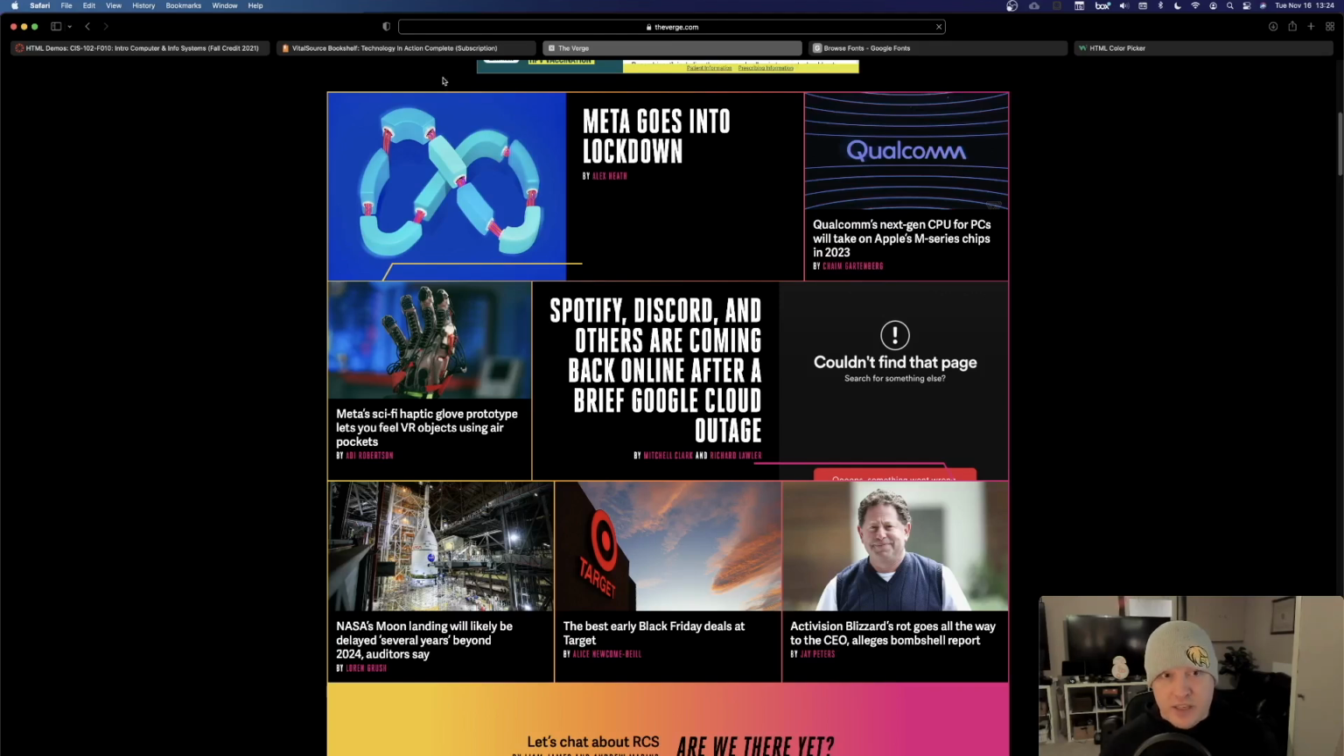Now, each one of these big blocks here is a block of content. So this right here, Meta goes into lockdown, is one block of content. Qualcomm's next-gen CPUs, block of content. What do you notice about Meta goes into lockdown and Spotify, Discord, and others over here? They're essentially just mirror images of the same block of content. Each of these, I'll call them a rectangular block of content. Over here, what do you notice about Meta Sci-Fi Haptic and Qualcomm's Next Gen CPU? Those are square blocks of content.